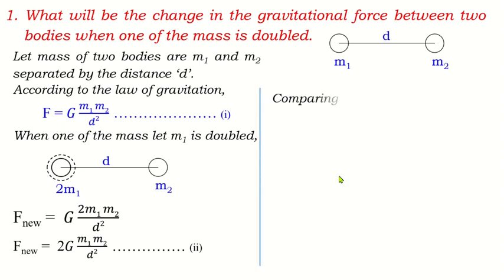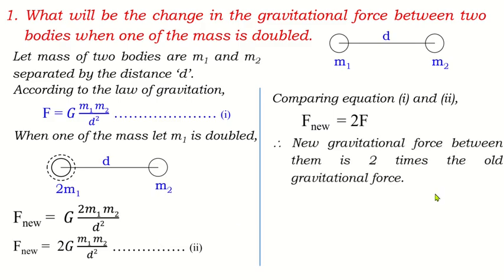So we can write this way, comparing equation 1 and 2, F new is equal to 2 times F. What does it mean? It means the new gravitational force between them is 2 times the old gravitational force. This is the solution. Now, let's have another question related to mass again.